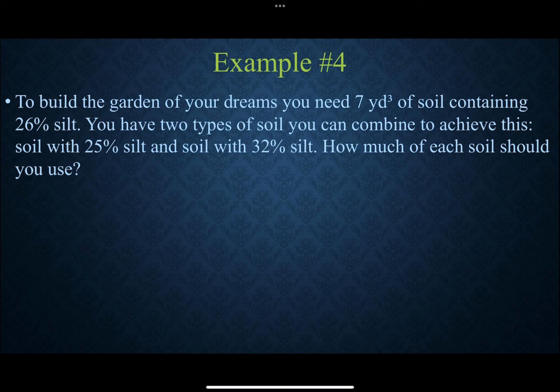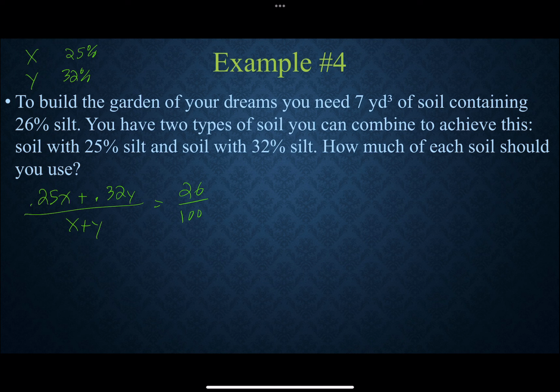Now our last scenario is one that's going to create kind of a system here. They tell us to build a garden of your dreams, you need 7 cubic feet of soil containing 26% silt. You can combine two types of soil to achieve this, 25% silt and 32% silt. How much of each soil should you use? So we have two unknowns. We'll label x as the amount that goes with the 25%, and y is the amount that goes with the 32%. So we're going to have 0.25x plus 0.32y over x plus y, and we're creating a mixture that's 26% over 100.